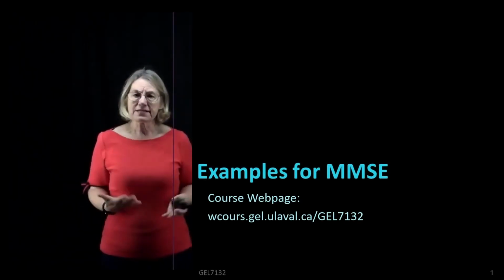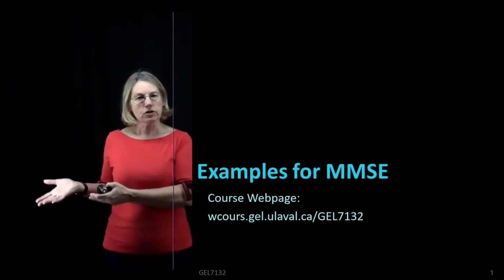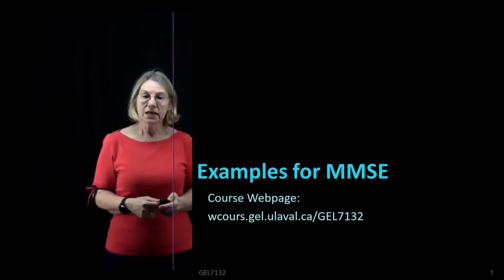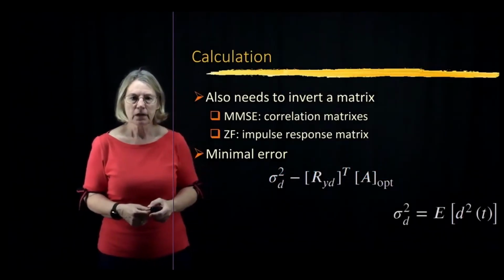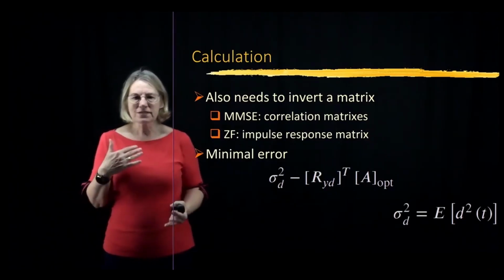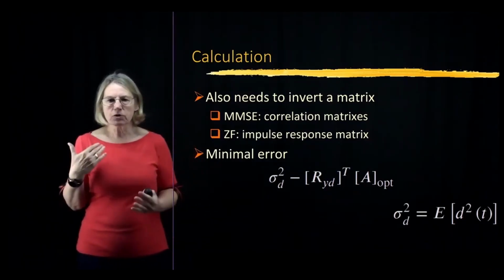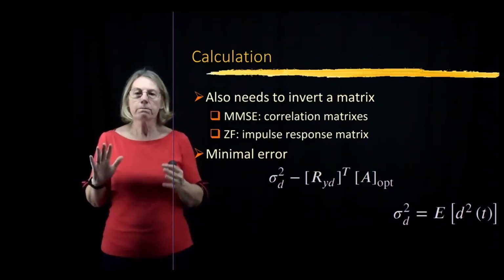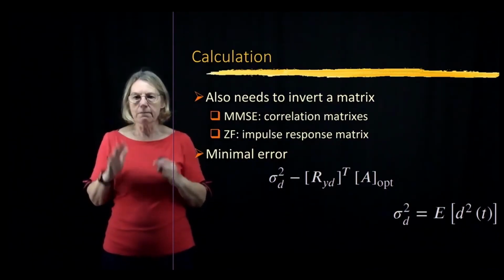So let's look at some examples. We saw examples earlier for the zero forcing. Now let's see for these examples how the MMSE would perform. So if we look at what's similar and non-similar between the zero forcing and the MMSE, you'll remember both of them involved inverting a matrix.